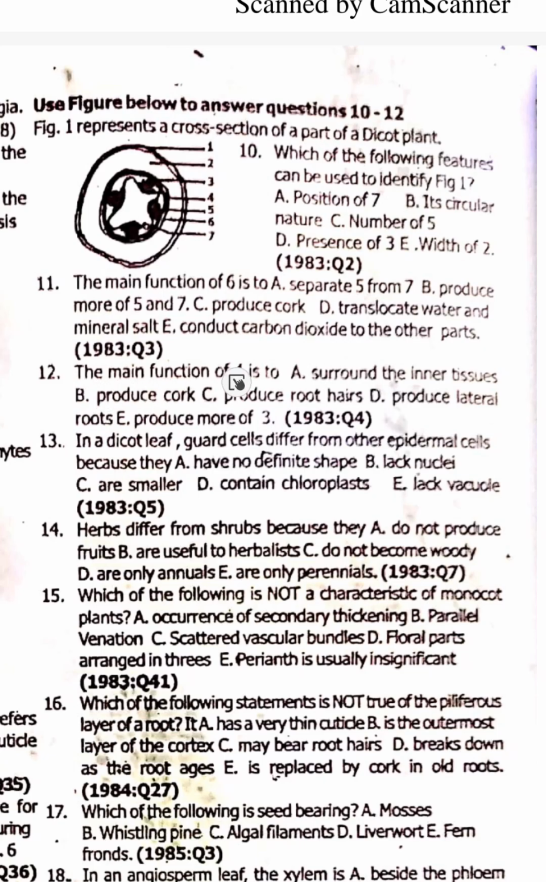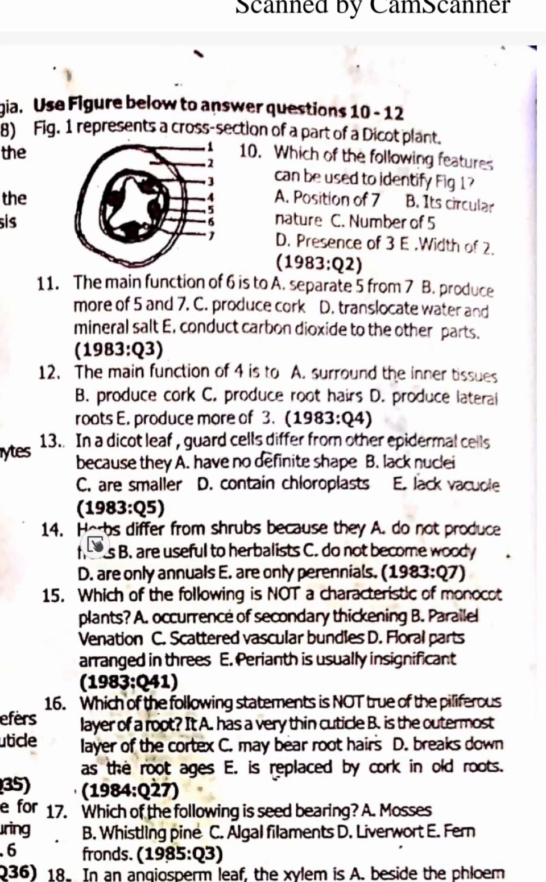Number 12. The main function of 4. What did I say before? Check again. I said 4 is the pericycle. The main function of 4 is to produce lateral root. Don't forget. Number 13. In a dicot leaf, guard cells differ from other epidermal cells because they contain chloroplasts. Option D.